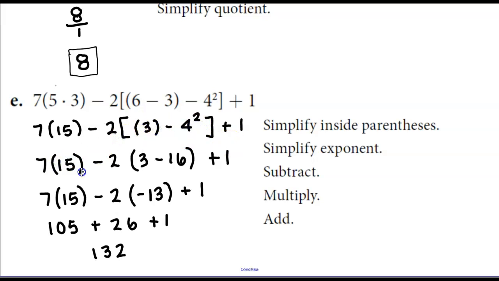So we have 7 times 15 minus 2 times 3 minus 4 squared, which gives you 16 plus 1. And then we still have 7 times 15 minus 2 that we're going to work within the parentheses here. So 3 minus 16 gives you negative 13 plus 1. So we have 7 times 15 minus 2 times negative 13 plus 1. So we're going to go ahead and do the multiplication. 7 times 15 is 105. Minus 2 times negative 13 gives you positive 26, and then plus 1. And then we add those numbers together, we get 132.